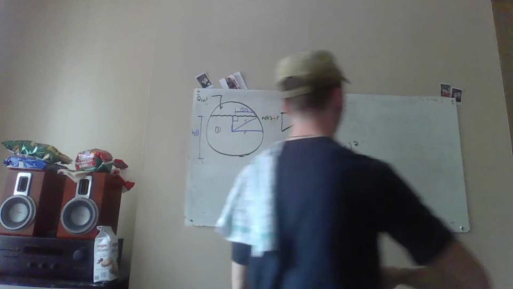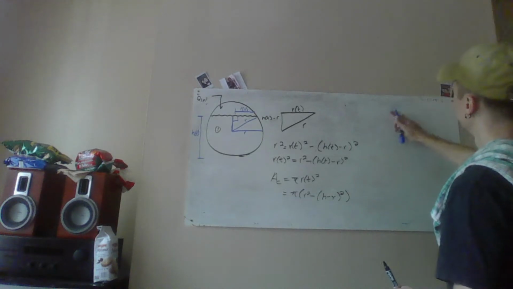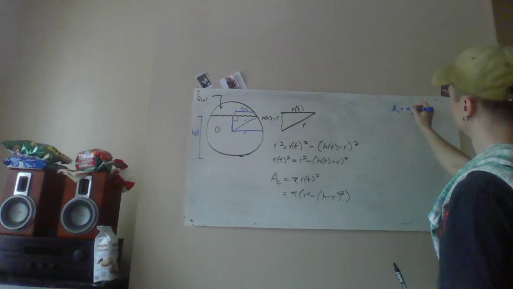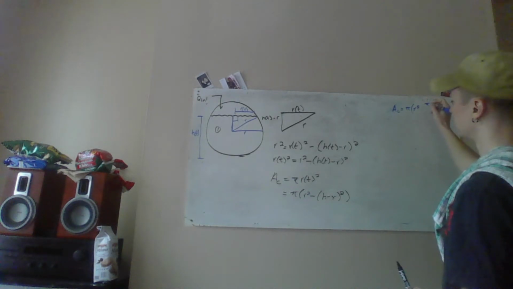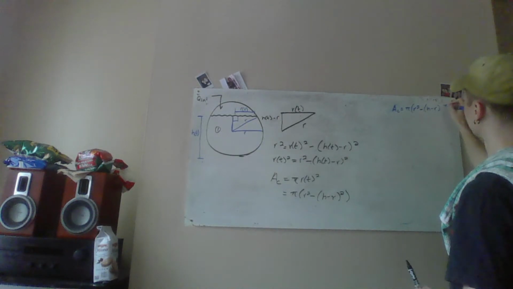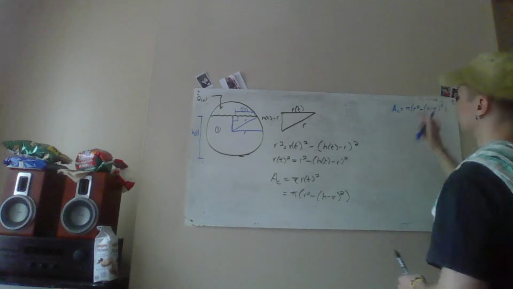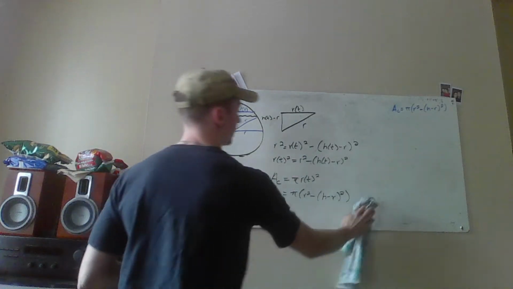So I'll write that over here. We have the cross-sectional area of both of the tanks. The cross-sectional area of both of the tanks is equal to pi times the radius of the tank squared minus the height of the fluid minus the radius, squared. So we have that. We're going to bring that in later.